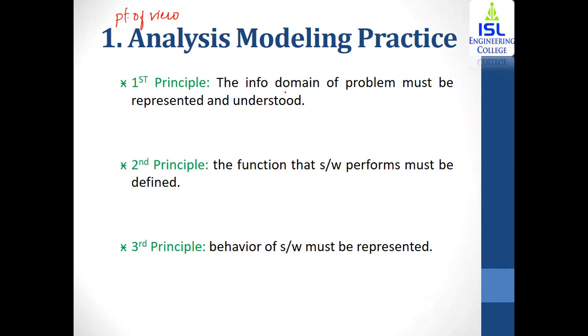Now, what does the information domain consist of? This information domain is going to consist of all the information that flows into the system and all the information that flows out of the system. The information that flows into the system can be the input that is given by the end user or any other external device.